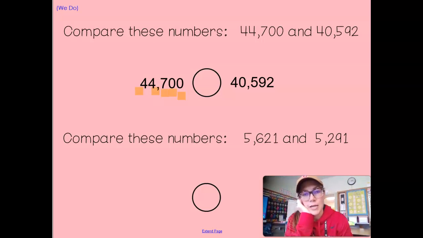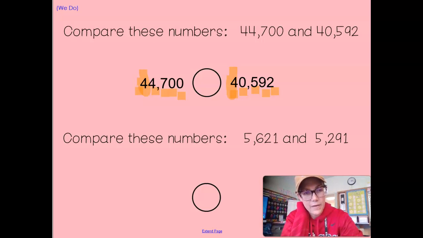How many digits in my second number? 1, 2, 3, 4, 5. So 5 digits on both sides. We can't decide one number is greater than the other yet. Now let's go by place value. What's the first digit in both numbers? A 4 and a 4. Same or different? The same.